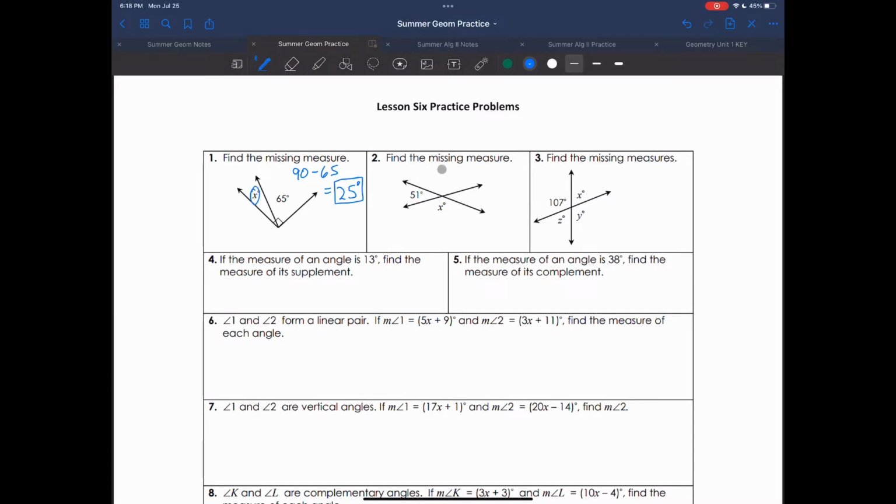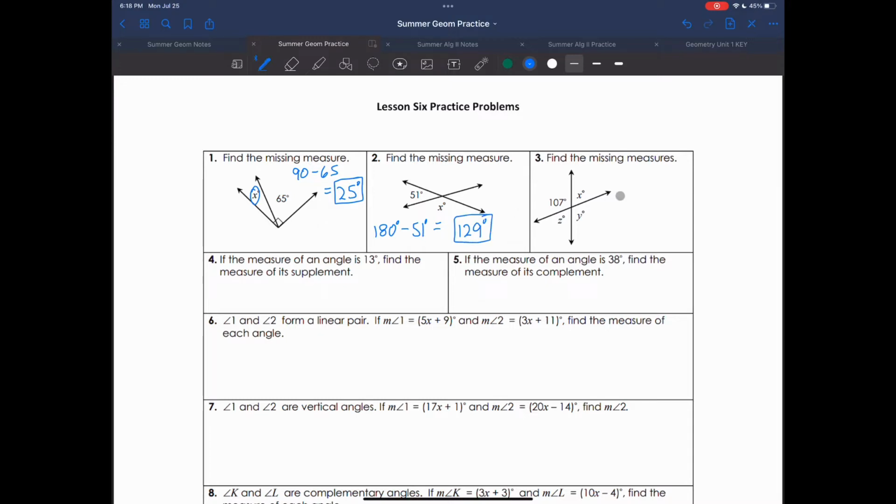Okay, on this one, same thing, find the missing measure. Now right here, if you notice, we have two angles right next to each other, and if you look at it, they really form like a straight line, right? If I start here and go all the way over here, they're on a straight line. So we could call these a linear pair, which means these two angles, if they're right next to each other and they form a straight line, they add up to 180 degrees. So the math we would want to do here would be take the whole thing, 180 degrees, and subtract off the 51 degrees. And that would leave us with 129 degrees for x.